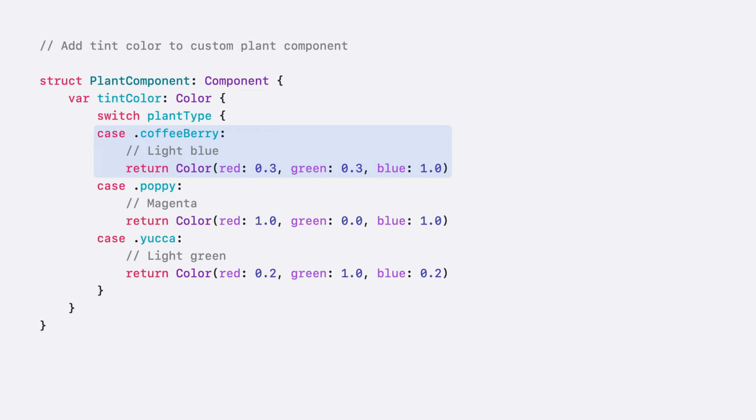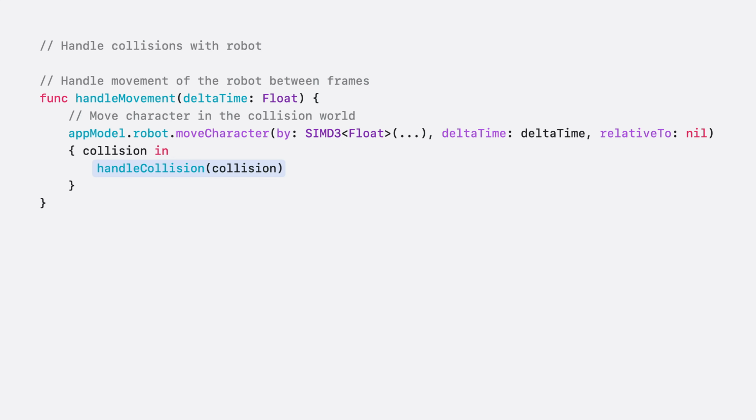First, I'll pick the tint colors to complement the planters. I add a tint color property to the custom plant component. Then, I switch over the plant type to choose a tint color. For example, light blue for coffee berry. To trigger the tint effect, I need to detect when the Botanist is near a planter. Collision detection with RealityKit is the right tool for this job.